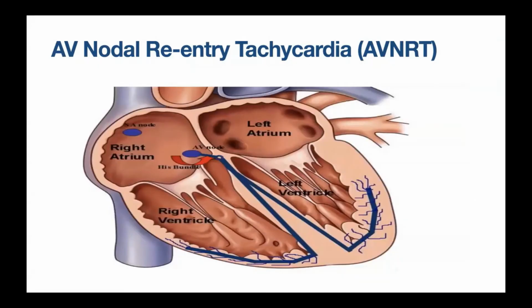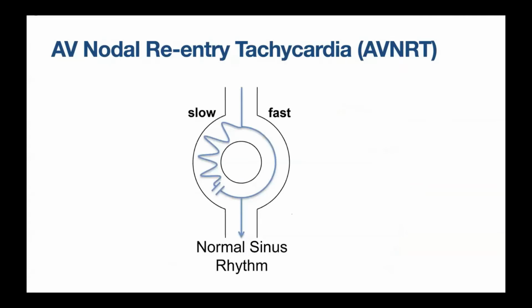So in AV-NRT, again, it's the same reentry tachycardia with the same concept of AVRT, but here the circuit is inside the AV node itself. So it's almost the same concept that happens in AVRT, just here we can call it a micro circuit. It's something small inside the AV node. Again, the AV node has two pathways, the slow and the fast pathway.